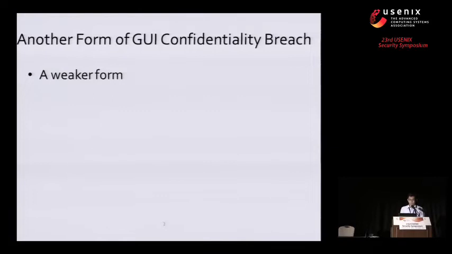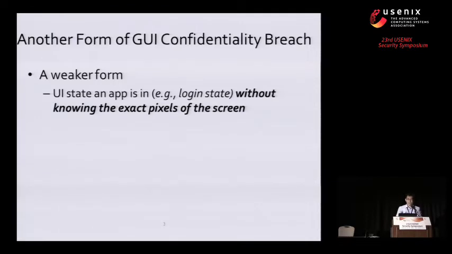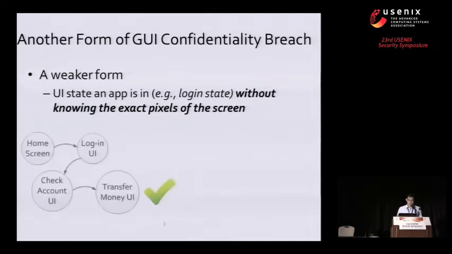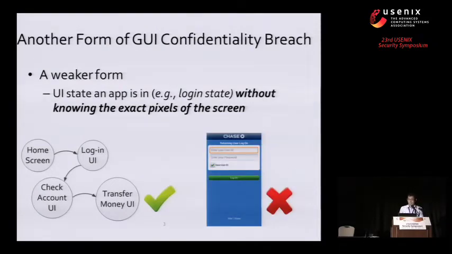But today, I'm going to talk about something else. It is about another form of GUI confidentiality breach, which is a weaker form that has not been explored much. It is the UI state an application is in, without knowing the exact pixels of the screen. So what does this mean? This means that we can see the state machine transitions, we can track your UI state, but we cannot see the content inside your UI state. So we cannot directly steal your password or username in the login UI state.